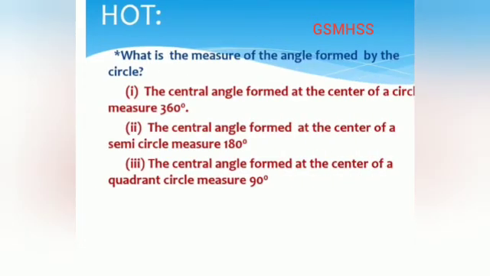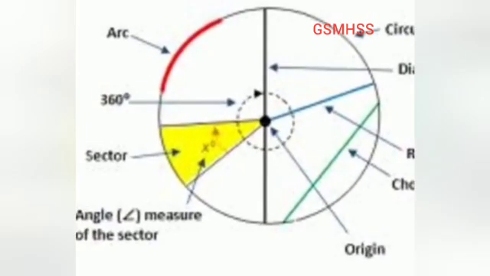Next, what is the measure of the angle in a circle? In the circle, the center point is O. The total angle around O is 360 degrees. If the circle is divided into 2, each part is a semicircle, and its angle is 180 degrees. If the circle is divided into 4 parts, each part is a quadrant, which is 90 degrees.